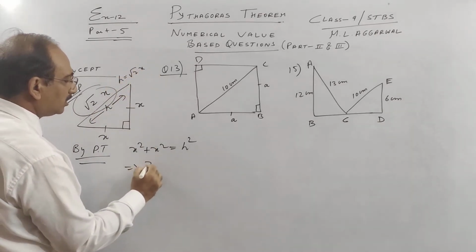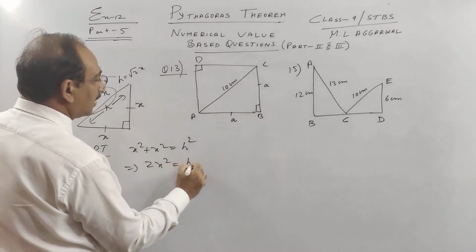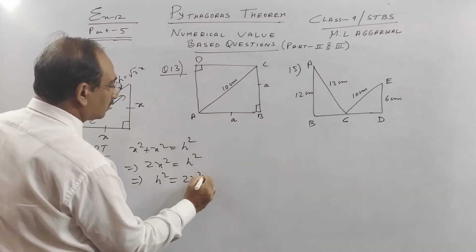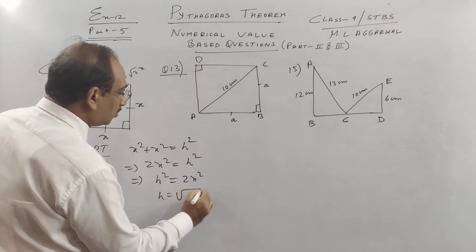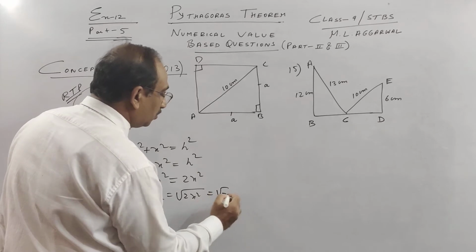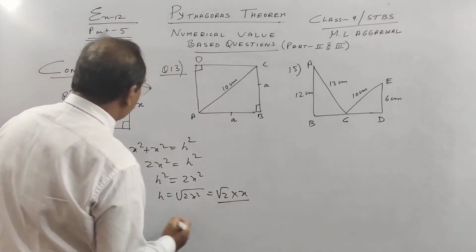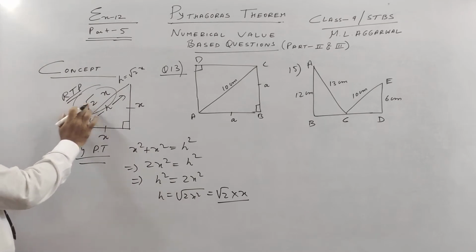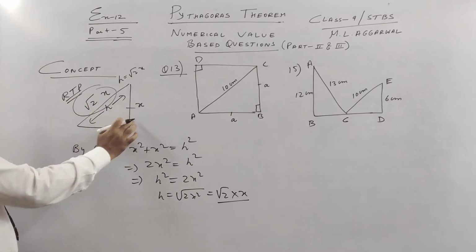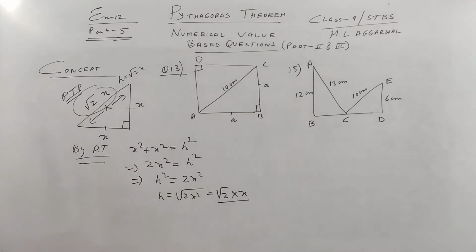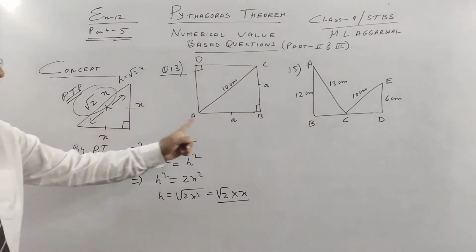So here if you see, children, we get 2x square is h square. That means h square, hypotenuse square, is 2x square. So h is root 2x square. So x square comes out as x, root 2 remains. So hypotenuse here is root 2 times one of the sides, if two sides are equal. So very important result, children, this is. If two sides are equal, like here, see.